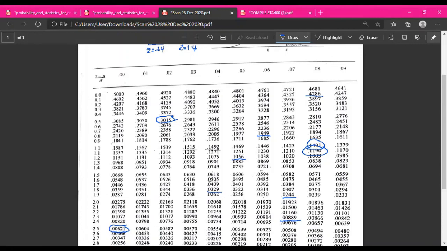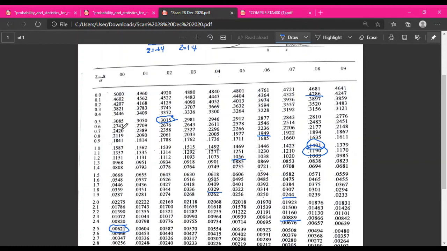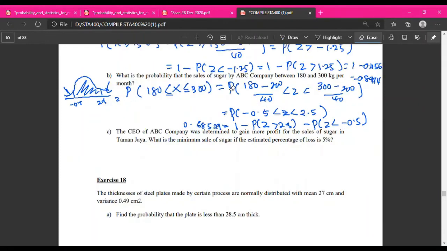Okay. And then minus lagi satu di sini. Z less than negative 0.5 sama juga dengan probability of Z more than positive 0.5. So, tengok terus 0.5. Tolak lagi dengan 0.3085. So, the answer will be 0.68529. Okay, the last one.